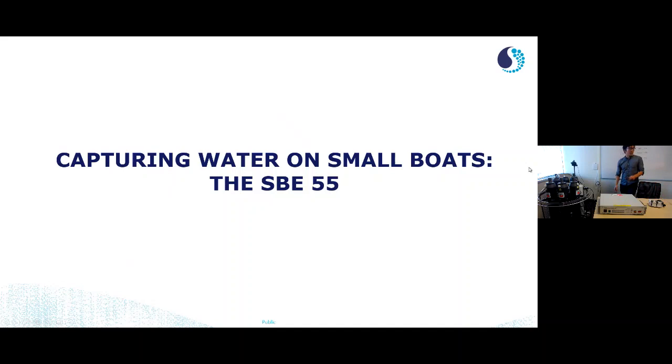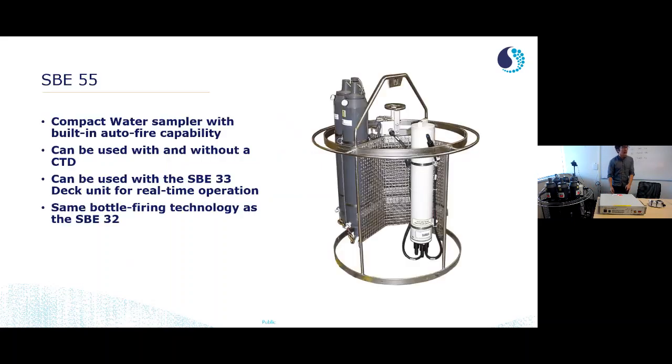So today we're going to be talking about this instrument called the SBE 55. This is the one that I have right here in front of me. The SBE 55 is a compact water sampler that can be used for real-time water sampling and data collection, and also has built-in auto-fire capabilities. That is to say, if you don't have a setup that allows you to transmit data in real time through, say, 10,000 meters of sea cable, you can still utilize the SBE 55 to fire bottles autonomously with pre-programmed settings. It can be used with and without a CTD.